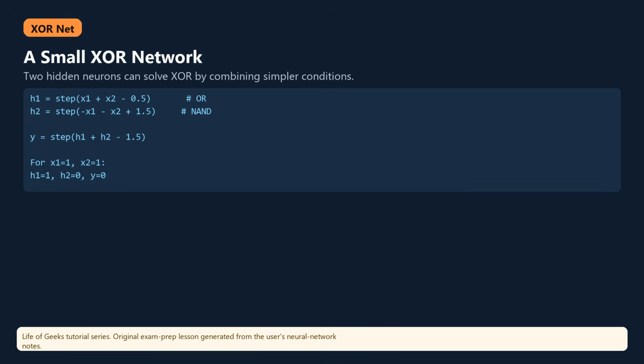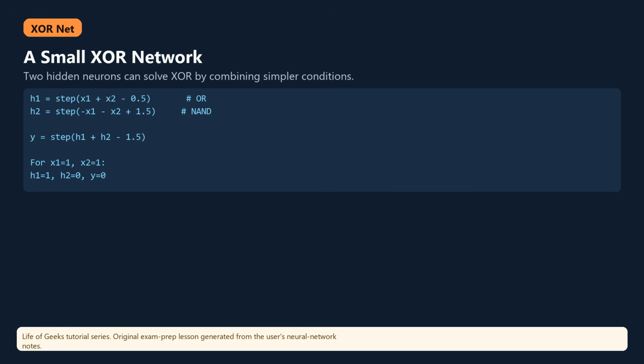This small XOR network combines 2 simpler logical ideas. The first hidden neuron behaves like OR. It turns on when at least one input is 1. The second hidden neuron behaves like NAND. It turns on unless both inputs are 1. The output neuron combines those results.